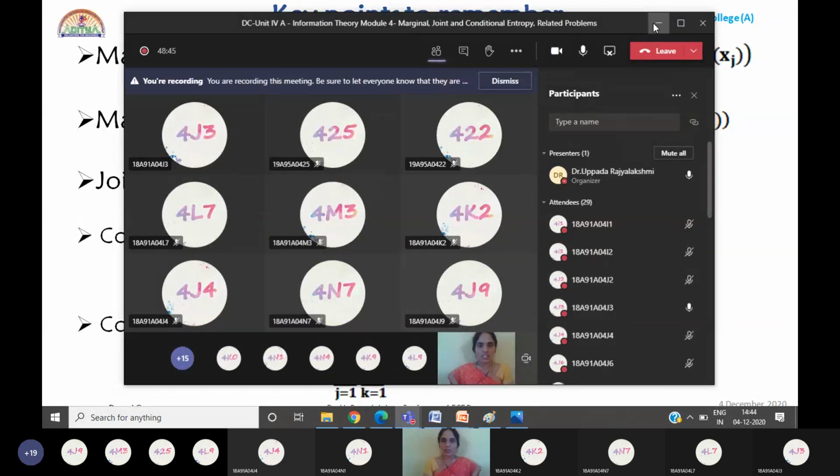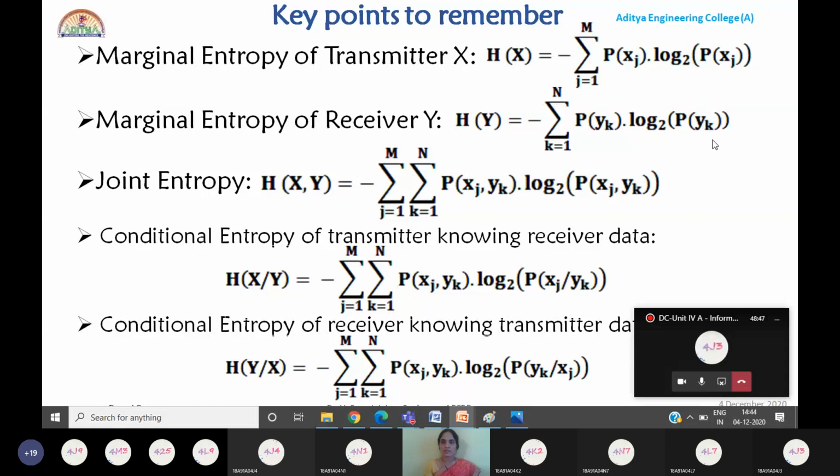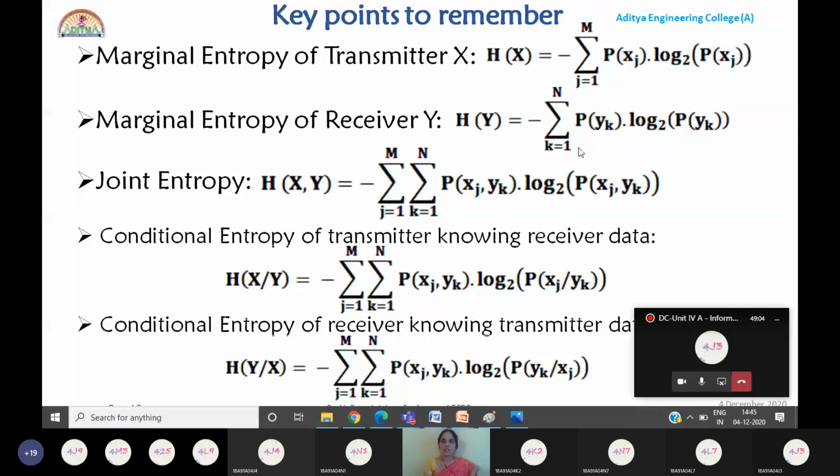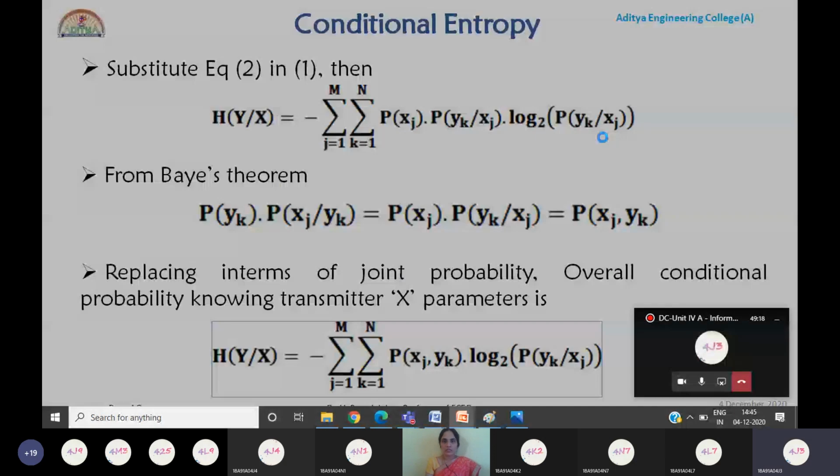Can you please tell me what is the matrix size of P of xj? M by 1. Okay. Yes, P of yk, can you tell me the matrix size of P of yk? 1 by n.